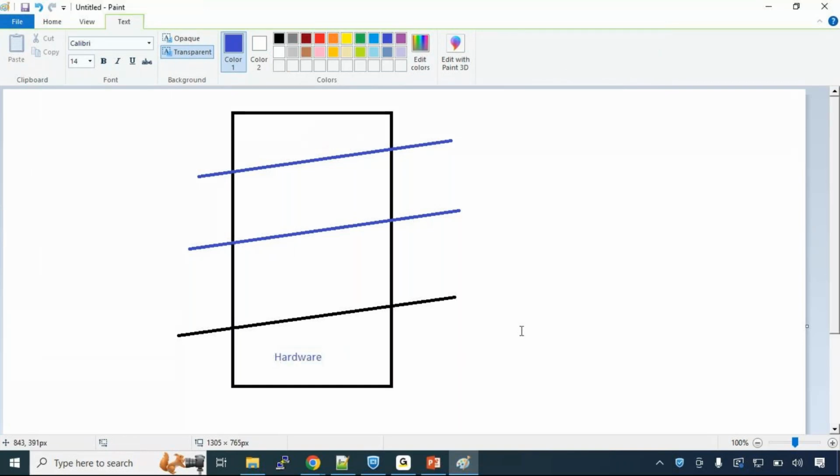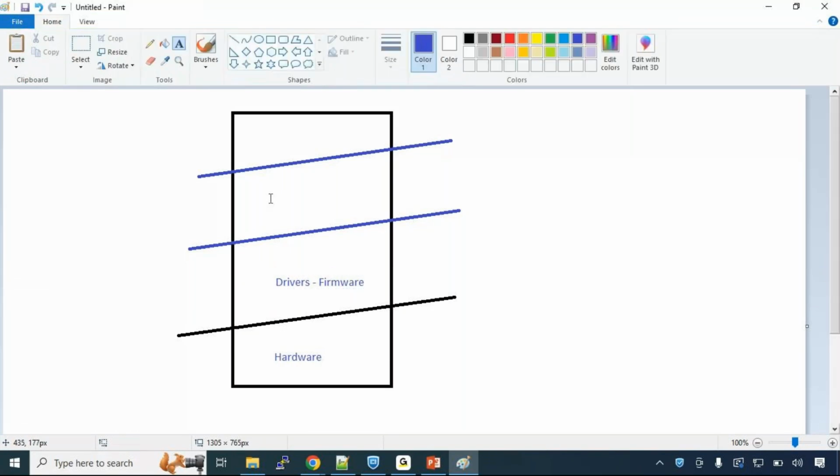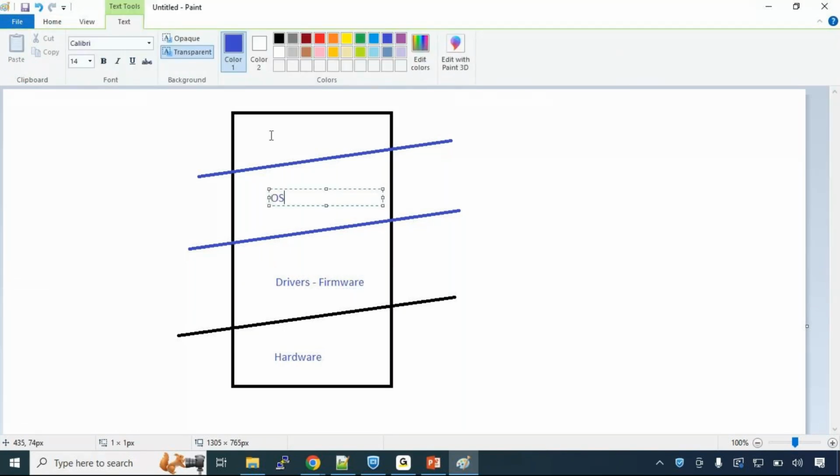Hardware. These are the drivers, also called firmware. Here you have the operating system. Here you have applications.